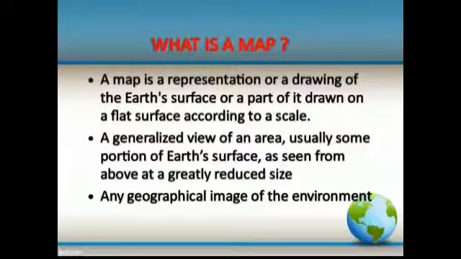What is a map? As you have learned in the previous chapter about the advantages of a globe, but a globe also has some limitations. So when we want to study only a part of the earth, we need maps. A map is a representation or a drawing of the earth's surface or a part of it drawn on a flat surface according to a scale. A generalized view of an area, usually some portion of earth's surface as seen from above at a greatly reduced size, or any geographical image of the environment.